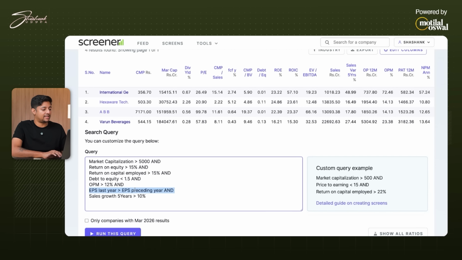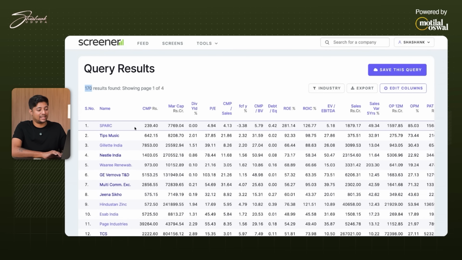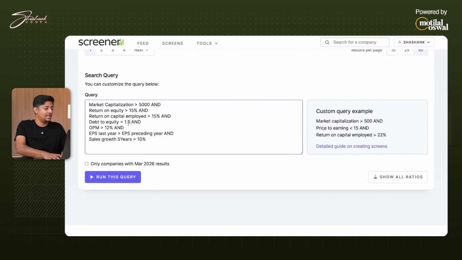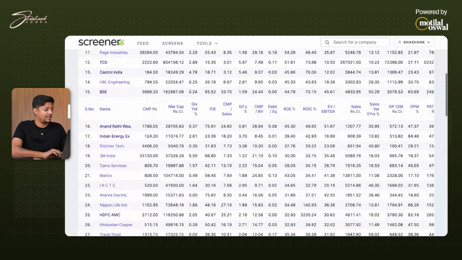EPS last year greater than EPS the preceding year. And sales growth instead of 12%, I'm getting it down to 10%. If I run this, we have got 170 names. Okay, we've got 170 names. Now we will go reverse. If I reduce the debt to equity to 1, we go to 165 names. So I'm going to stick to less than 1.